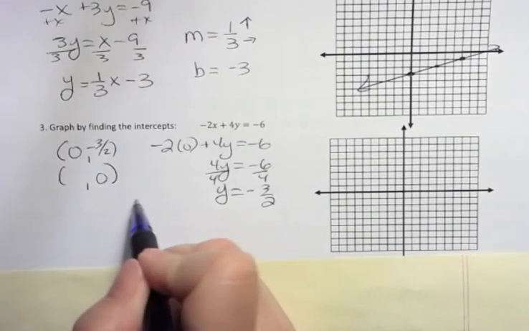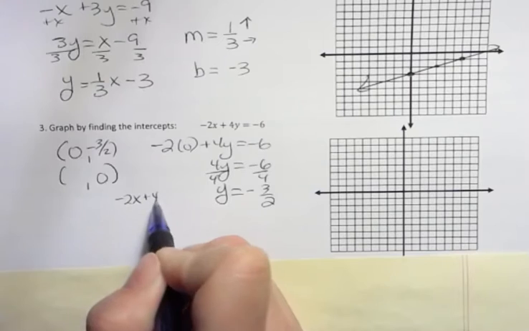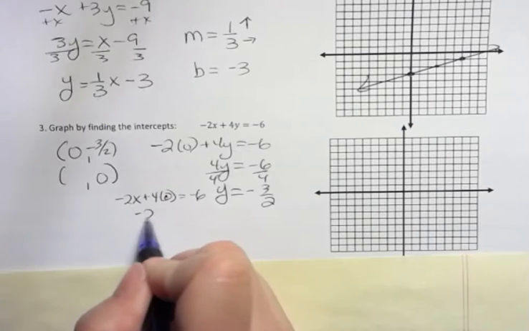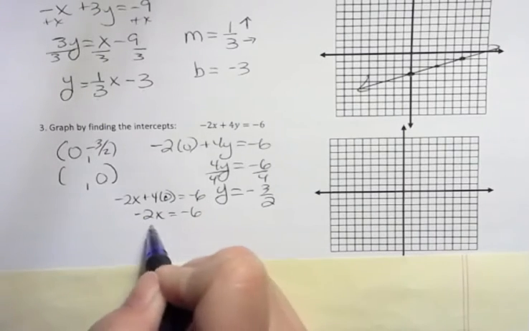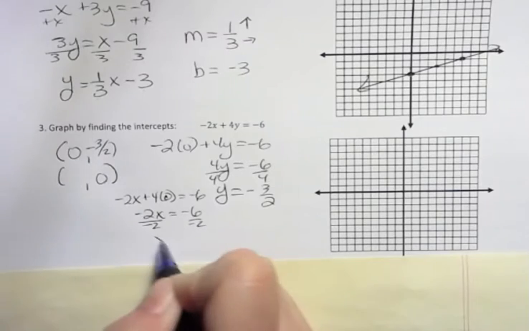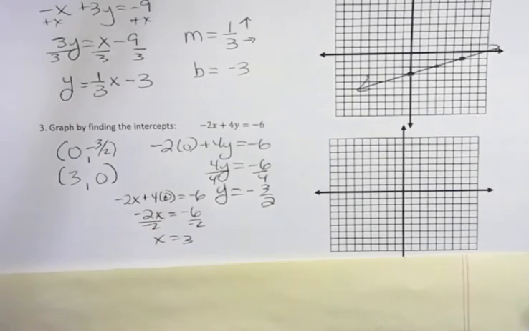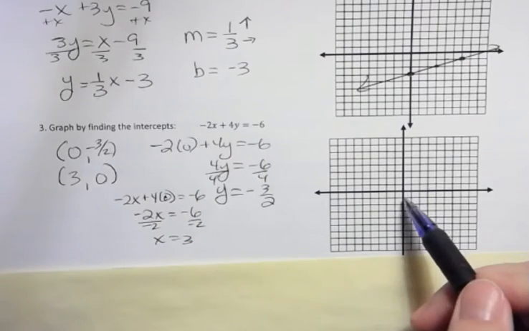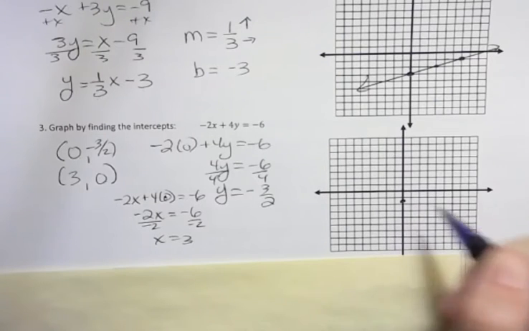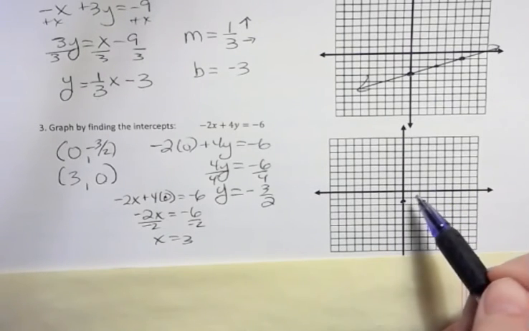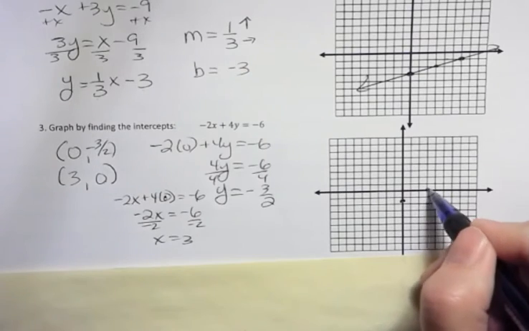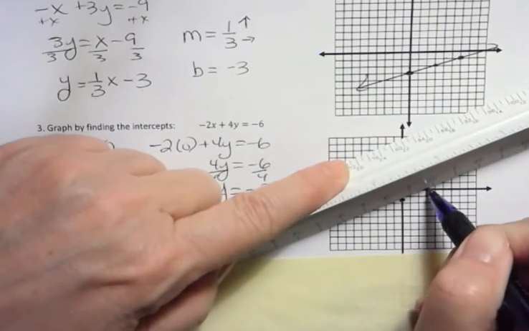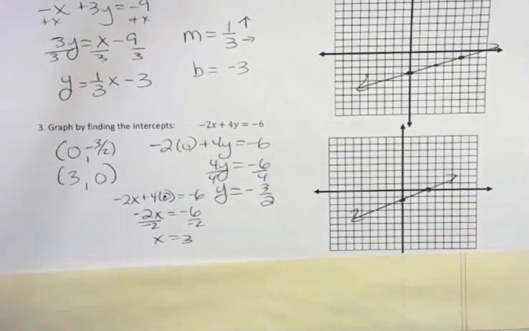And then I say, what if y is 0? Well, then I get -2x plus 4 times 0 is -6. 4 times 0 drops out. I get -2x is equal to -6. And dividing both sides by -2, I get x equals 3. So now I'm going to plot those 2 points. -3/2 is -1.5, so I'm going to go down 1.5 right here on the y-axis. My x-intercept on the x-axis is 3. So those are the 2 points I'm looking for. I'm going to graph those by finding a straight line that passes through those 2 points, and there's my graph.